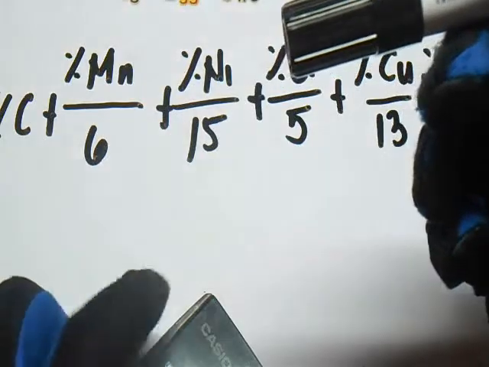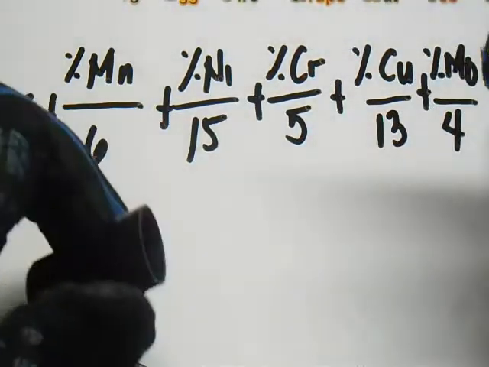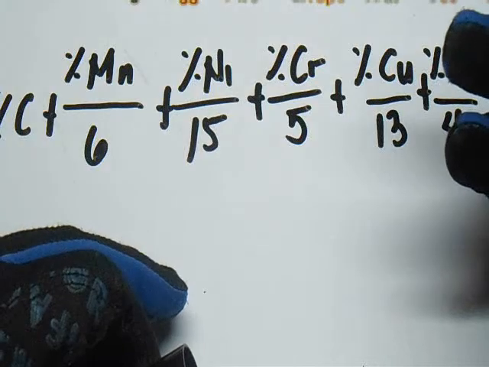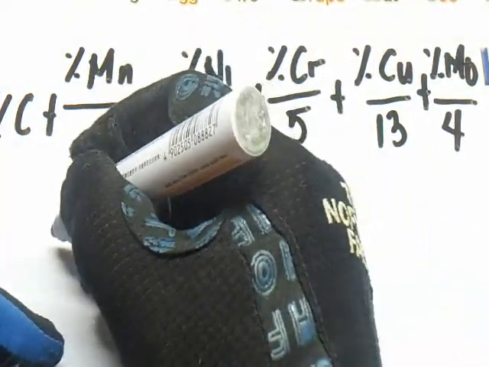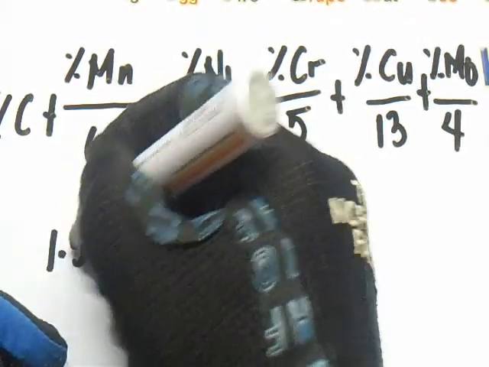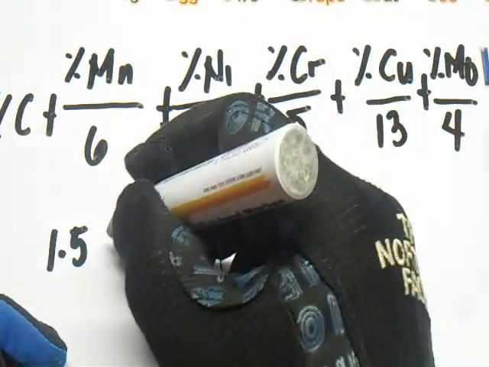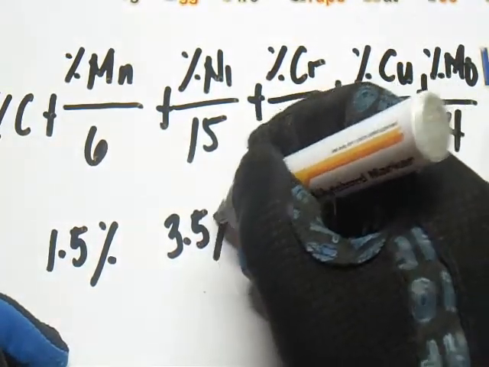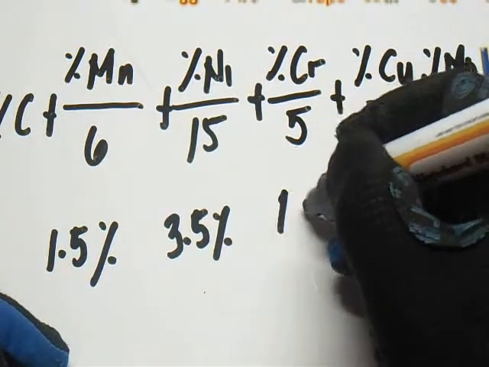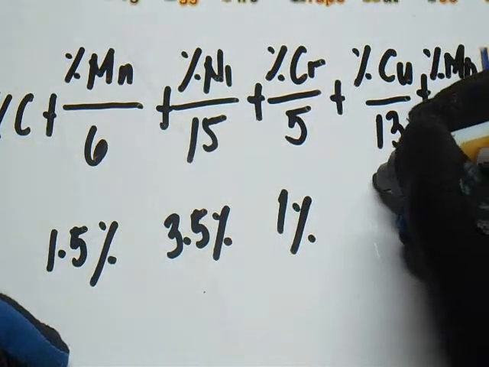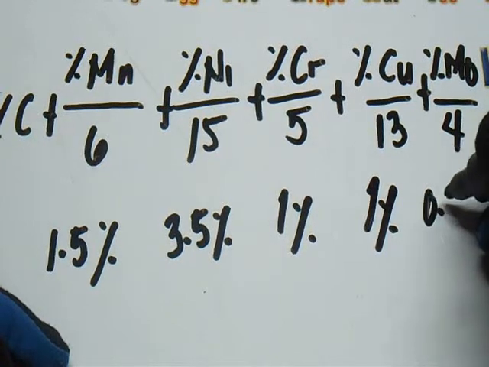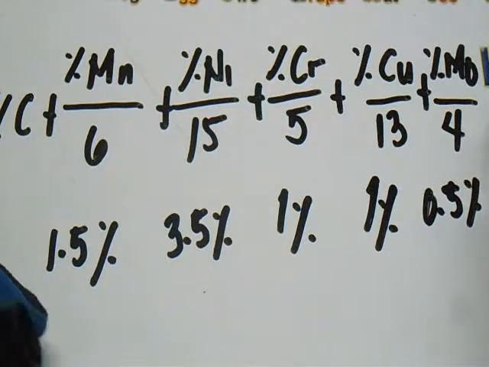Okay, carbon equivalent. Let's compute. So if I said the manganese is 1.5% of manganese, and then the nickel is 3.5%, the chromium is 1%, copper is 1% also, and the molybdenum is 0.5%.